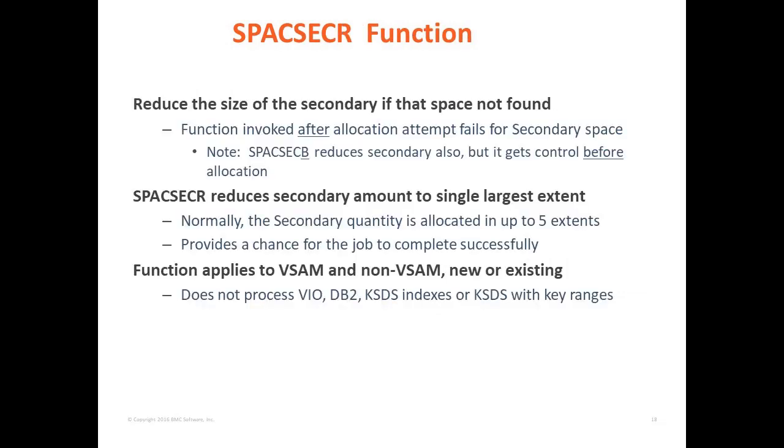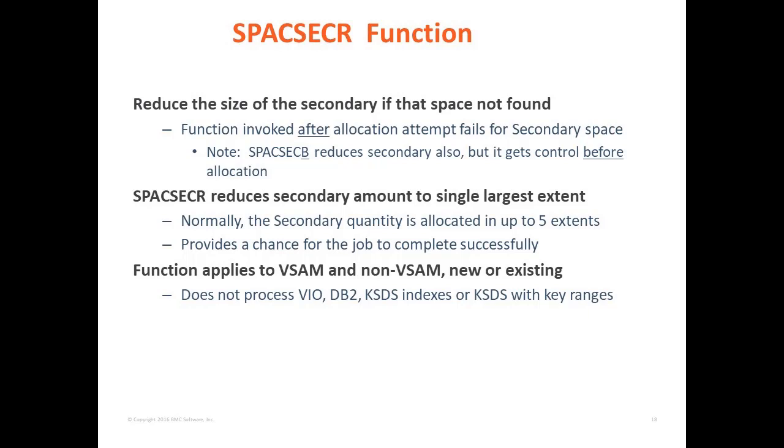The SPACSECR function reduces the size of the secondary extent if that space cannot be found. The SPACSECR and the SPACVOLA functions are driven during end-of-volume processing. The intent of this function is to attempt to keep the dataset on one volume. Both SPACSECR and SPACSECB reduce secondary allocation. However, SPACSECB gets control before allocation, not after. Therefore, SPACSECB can be used to best fit allocations in tight pools.